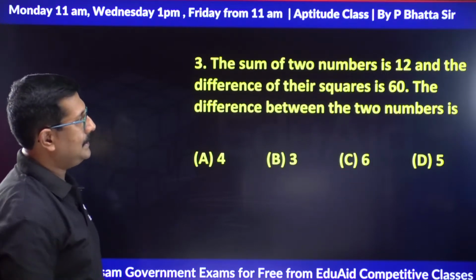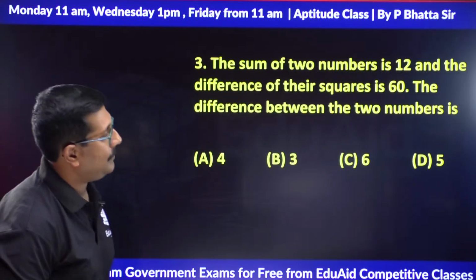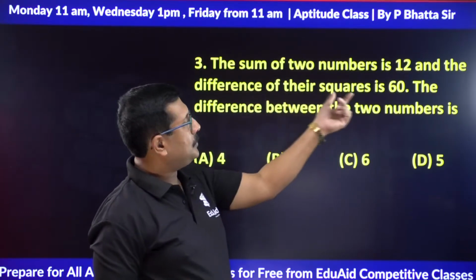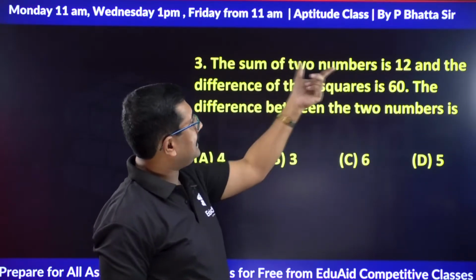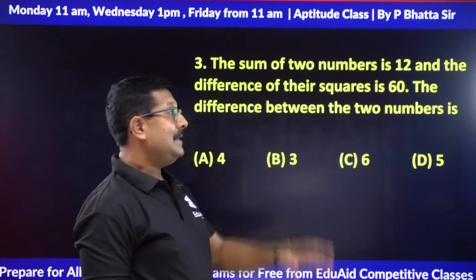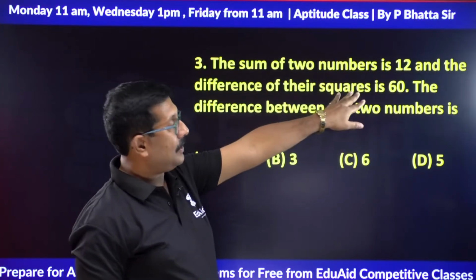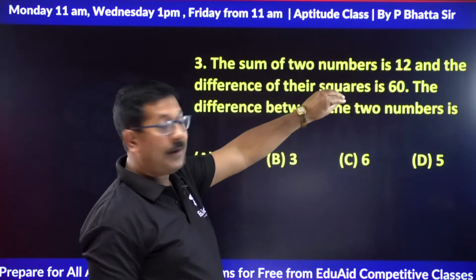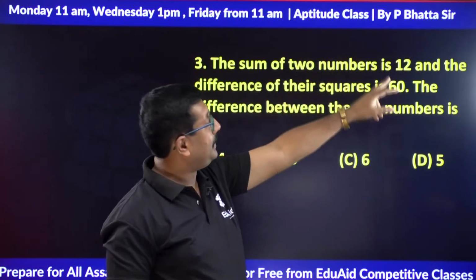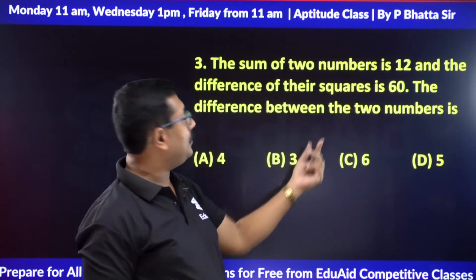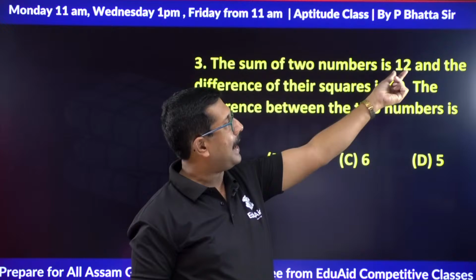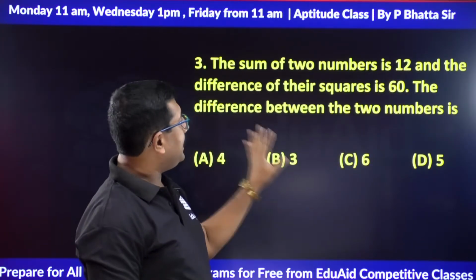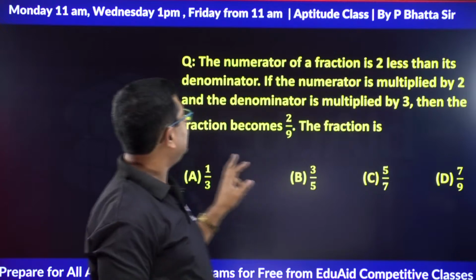The sum of the two numbers is 12 and the difference of their squares is 60. You remember one thing: when the difference of squares is given and the sum of two numbers is given, then just divide the difference of squares by the sum of the numbers. You will get the required difference between the two numbers. So if you divide 60 by 12, it becomes 5. So 5 is the required difference between the two numbers.